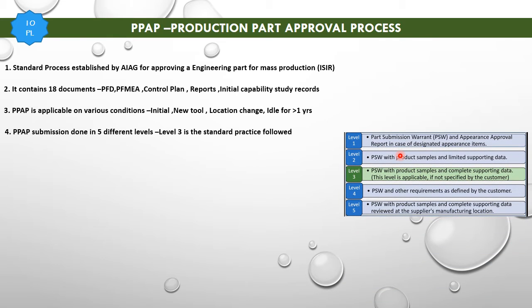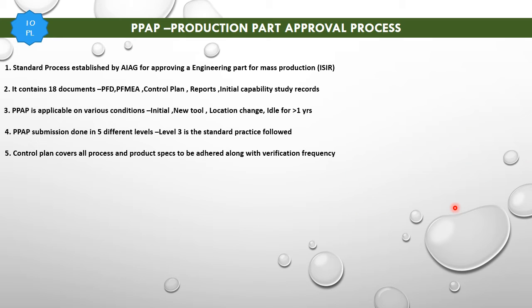PPAP is submitted on 5 different levels. Level 1 is PSW along with the appearance approval report, and level 2 is PSW along with limited supporting data. That supporting data is purely decided by the supplier at this level. Mostly proprietary suppliers follow this level. Level 3 is PSW along with complete supporting data and product samples, and at level 4, PSW and the requirements are purely defined by the customer. At level 5, PSW along with product samples and complete supporting data are reviewed by the customer at the supplier's manufacturing site.